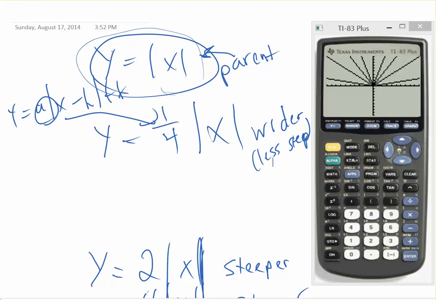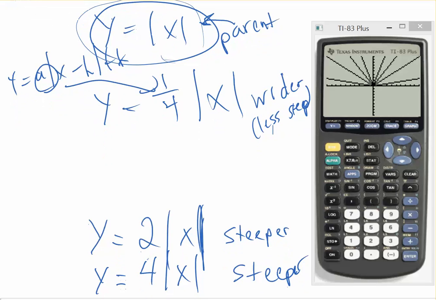Okay. So what this means is, in this parent function, if we add a number out front, like 1/4 times that or 2 times that, it's going to change how steep the graph looks. If we increase the number, it becomes steeper. If we decrease the number by going into fractions, it becomes wider.